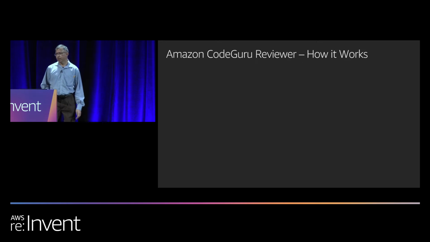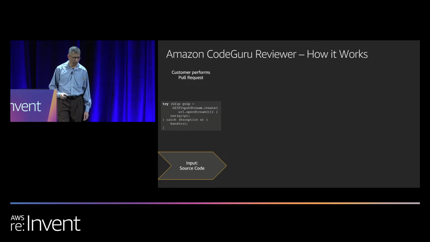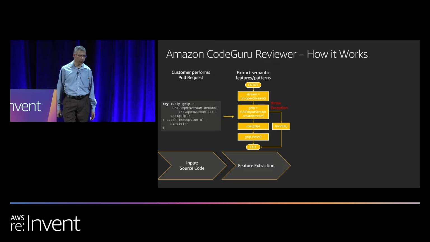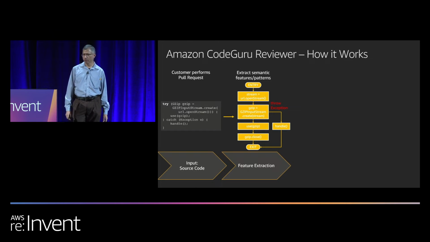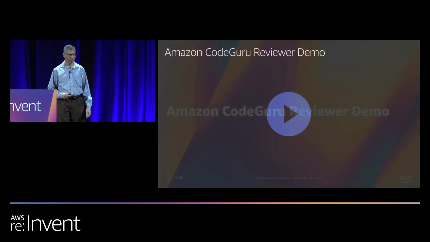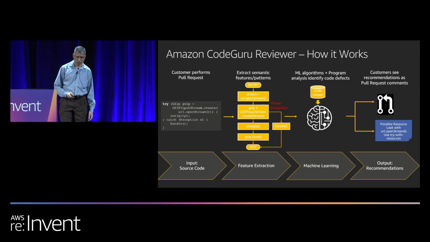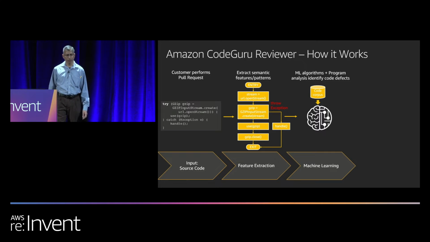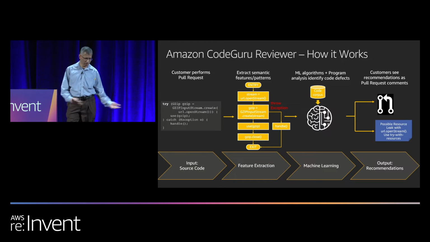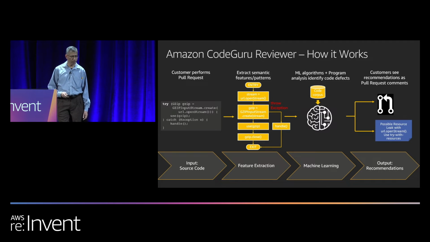And here is a very quick view of how CodeGuru reviewer works. Once a developer creates a pull request, the code is cloned and analyzed, and CodeGuru reviewer extracts semantic features and patterns which capture the interactions between program elements. This representation is then fed to ML models, which, as I mentioned, are trained on several 100,000 repos from Amazon and 10,000 repos from GitHub, and the output of the model reaches the developer as a recommendation. So in this case, this piece of code has a resource leak.